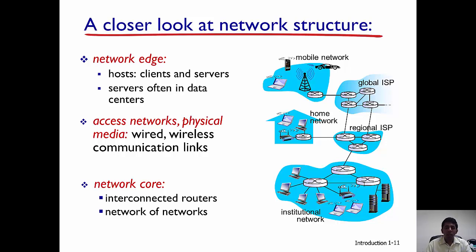The internet core consists of routers and has many networks of networks which help in carrying the data through the internet. For example, in this figure here, the home network and the mobile network are examples of access networks. And the physical links, as you can see in this figure here, comprise both wired and wireless links. And then the global ISP and the regional ISP all constitute the network core, and they consist of interconnected routers.